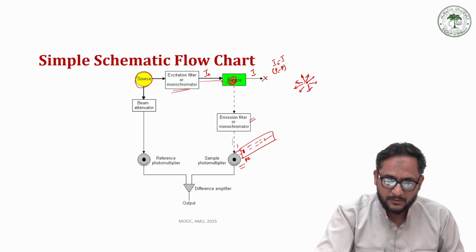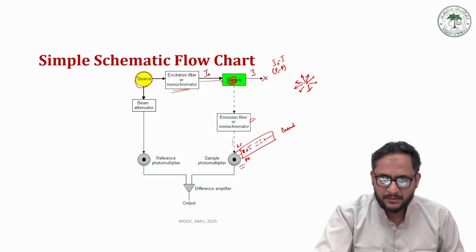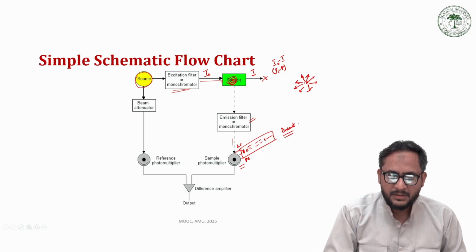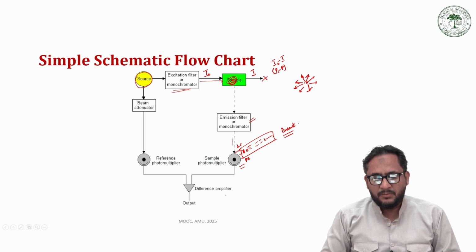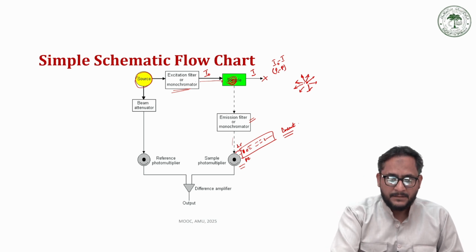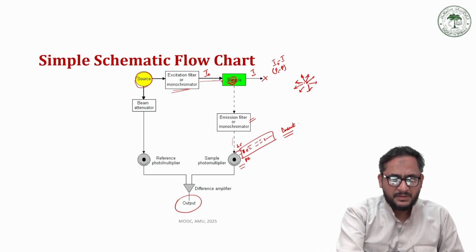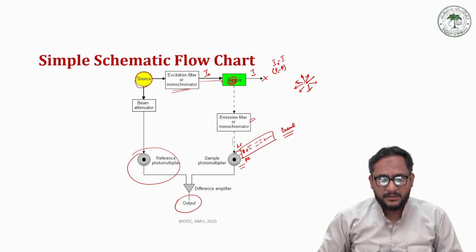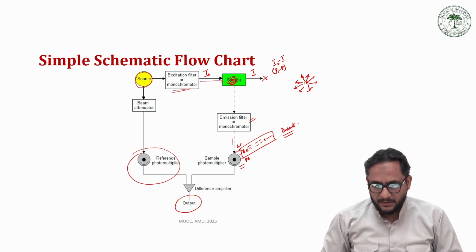When photons fall on it, electrons are ejected, and when electrons reach the anode, current is generated, an electrical signal is created. Finally, this signal is amplified with the help of an amplifier, and the output is shown on the computer. Sometimes we also use a reference multiplier if we have some reference sample as well.